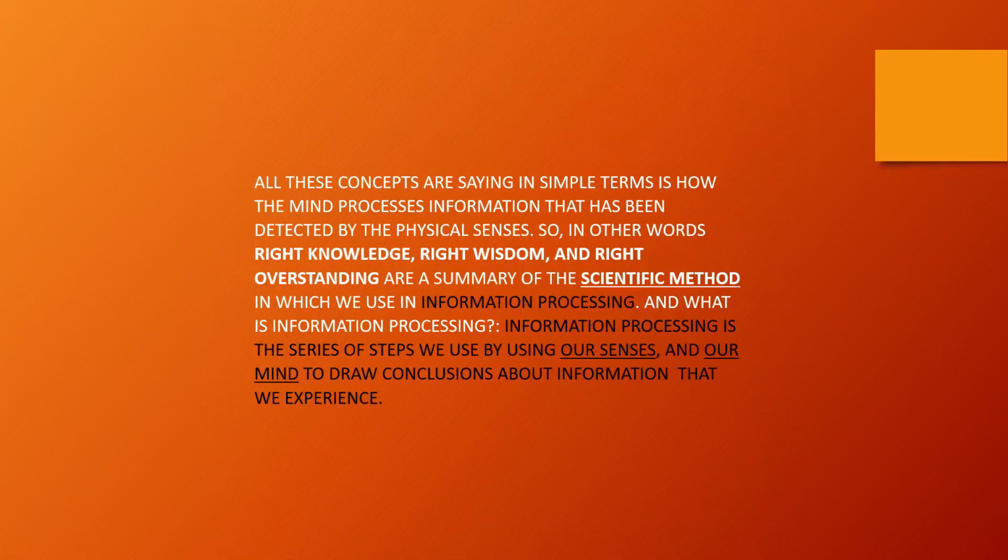That's all it is. All these concepts are saying in simple terms is how the mind processes information that has been detected by the physical senses. So in other words, right knowledge, right wisdom, and right understanding are a summary of the scientific method which we use in information processing. And what is information processing? Information processing is the series of steps we use, by using our physical senses and our mind, to draw conclusions about information that we've experienced.